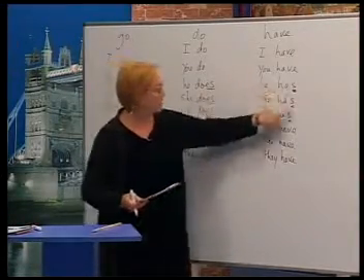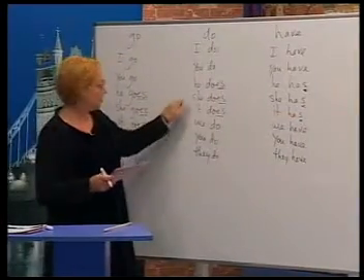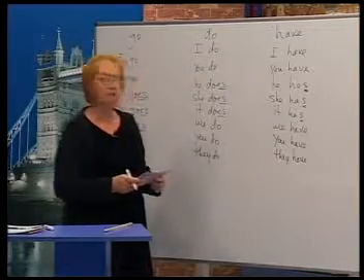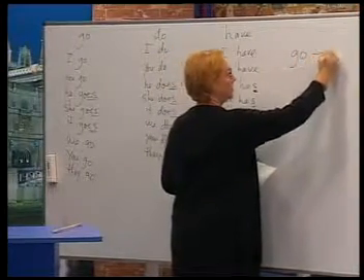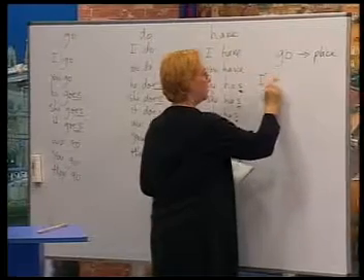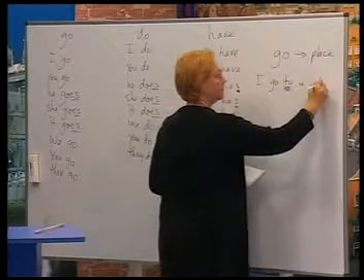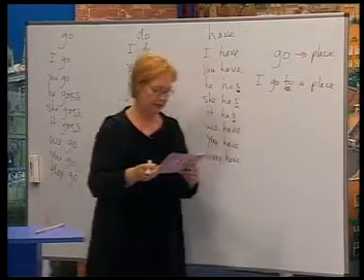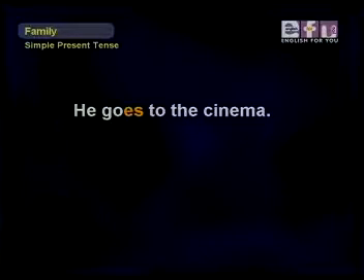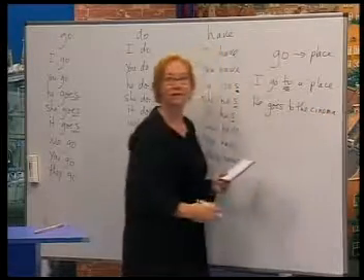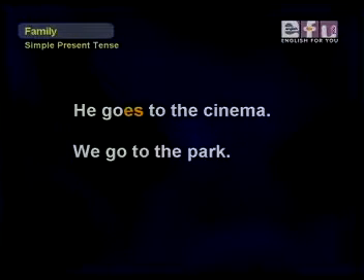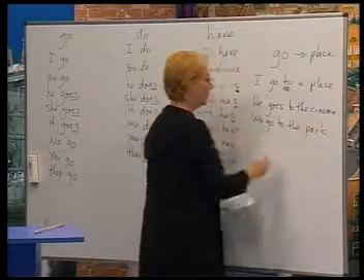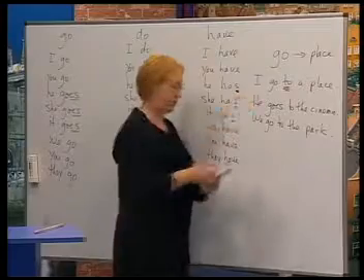Now, again, we see the S. And we saw this one before in the questions. Now, when we use go, we usually have go to a place. So I go to a place. Go to, usually. For example, he goes to the cinema. We go to the park.